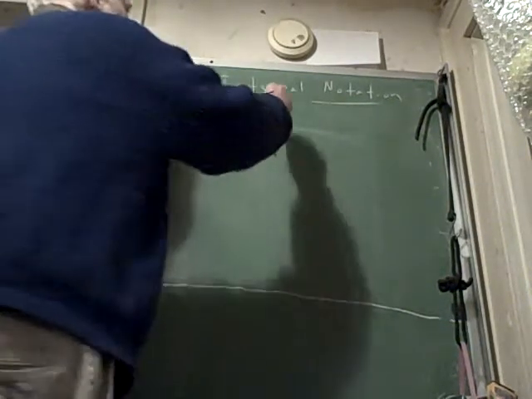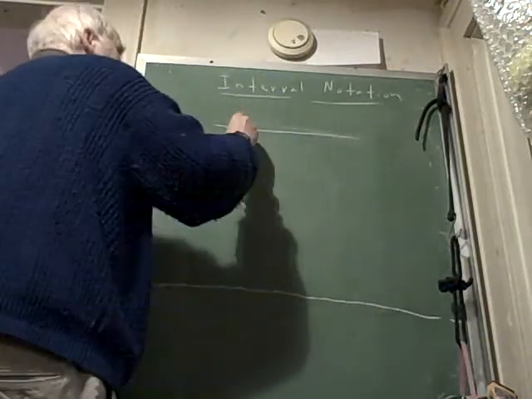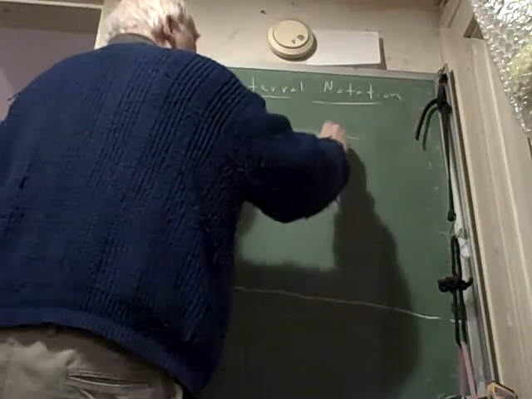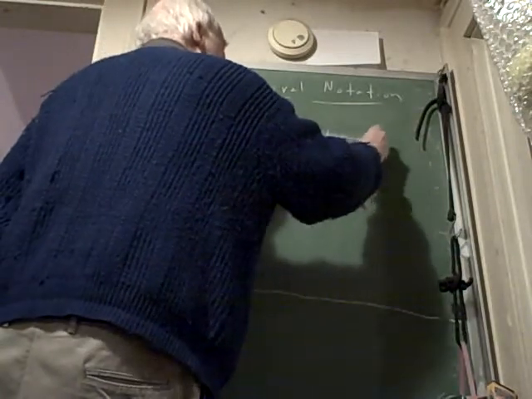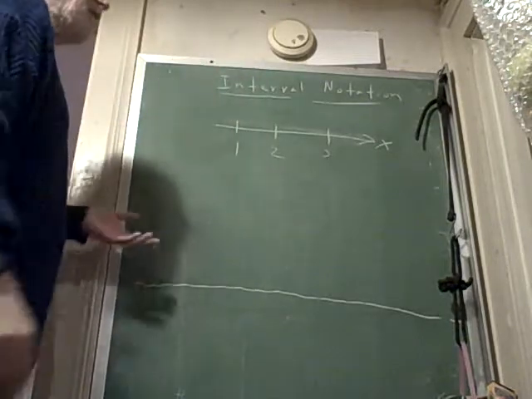Rebecca, what I'm going to show you here is interval notation. If you have a line like this, and let's say you have 1 here and 2 and 3, we call this the X number line. Then the vertical one is called the Y number line.